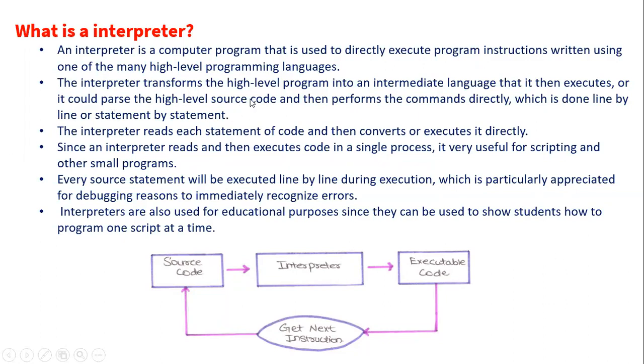Now the interpreter transforms the high level program into an intermediate language that it then executes, or it could parse the high level source code and then perform the command directly, which is done line by line or statement by statement. Now you can see that it is line by line or statement by statement. That is, translation will take place statement by statement. While when we consider the compiler, the whole program can be translated at a time in the form of machine language.